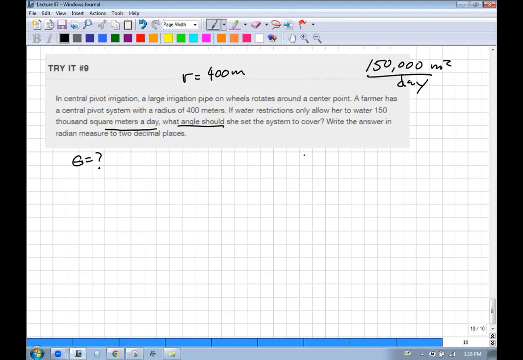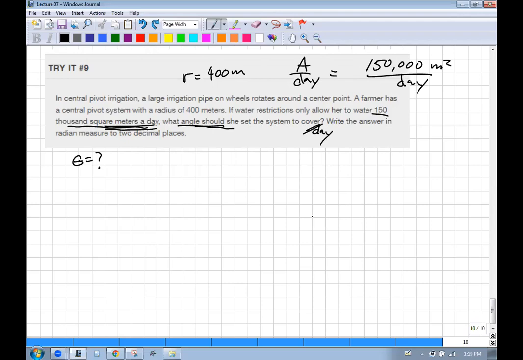All right. Well, I think they mean here in a day, right? Per day. So, this is an area, right? Our area per day should be 150,000 square meters per day. I think this problem is just kind of worded awkwardly, but that's what they mean. What angle should she set the system to cover per day?